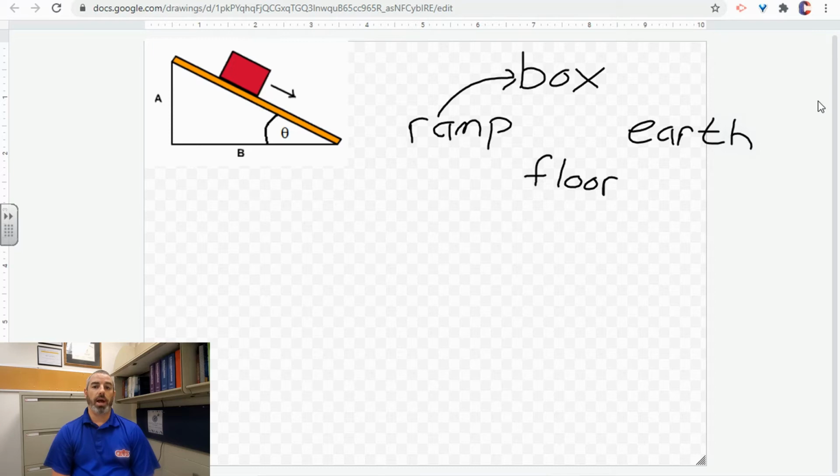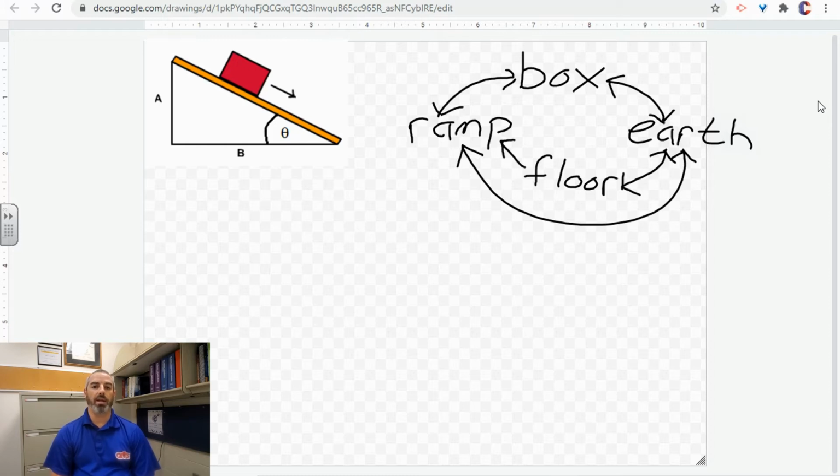Now when we draw our interactions, we know that the box is interacting with the inclined plane, the ramp, and the earth. We know that the earth is interacting with all objects, the floor and the ramp. And we know that the ramp and the floor are interacting as well. So we're drawing our free body diagram for the box. So we'll draw our dash shape around the box. And we can see that we only have two interactions acting with the box. We have the normal force from the ramp, and we also have the gravitational force from the earth.